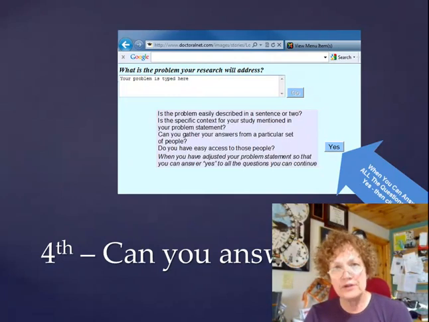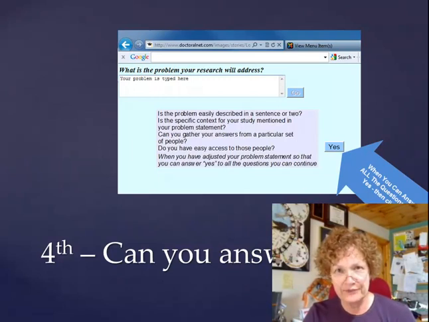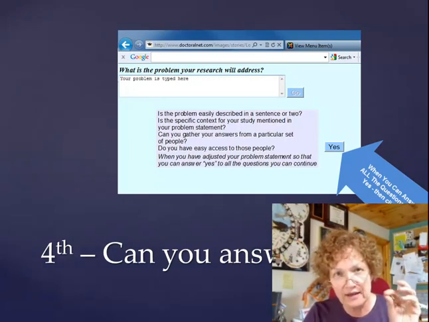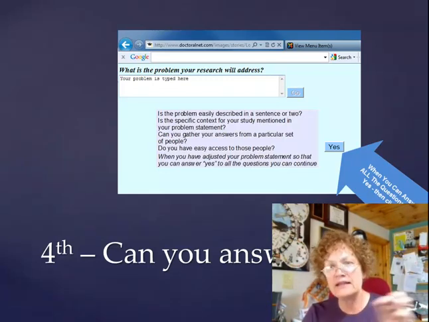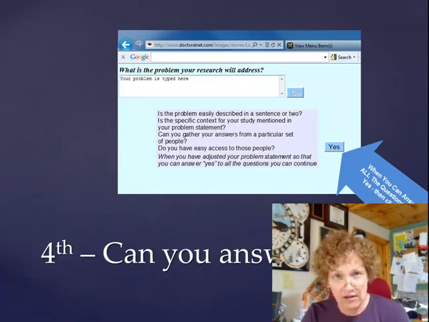Then, when you think you have your problem and it's located in your situation, etc., you press the Go button, and it brings up a series of questions. Go through the questions in a very detailed fashion and really look at what you've written and then readjust it till you can answer yes to all of the questions. And then you press the Yes button.